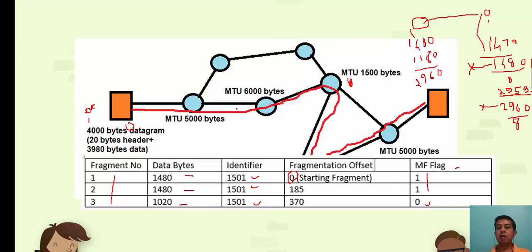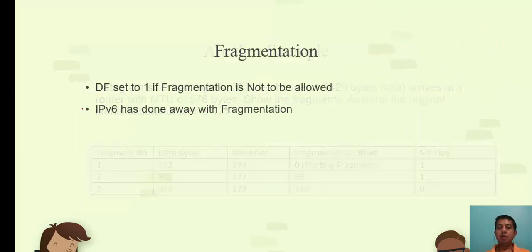How does it know about the size of the MTU of an intermediate router? This is known by using another protocol which we will see later on. A protocol known as ICMP will help it to know the size of the MTU of some intermediate routers. So the main idea is that whenever the DF flag is set, it indicates that that particular datagram should not be fragmented.